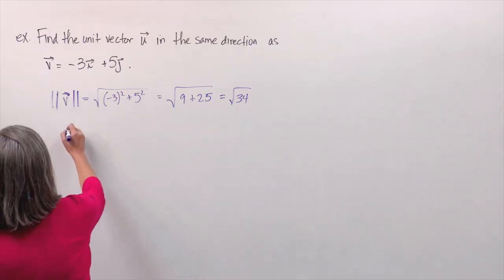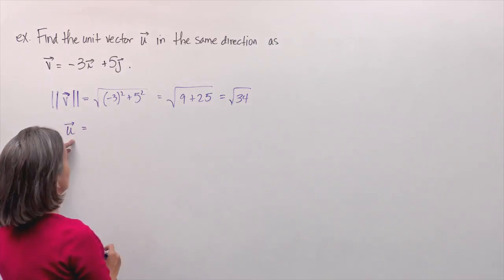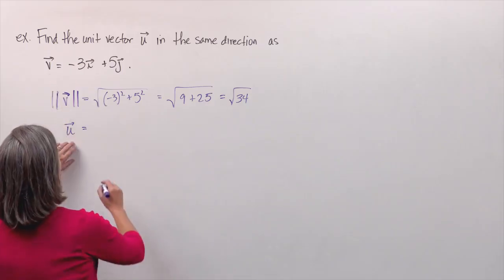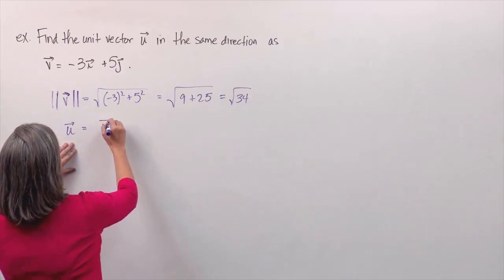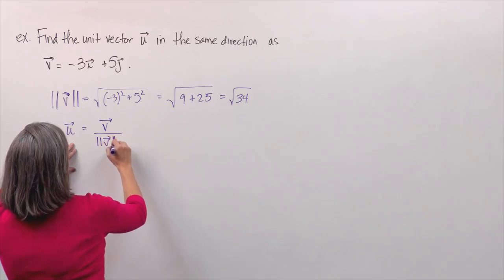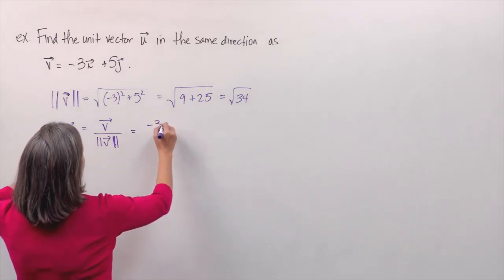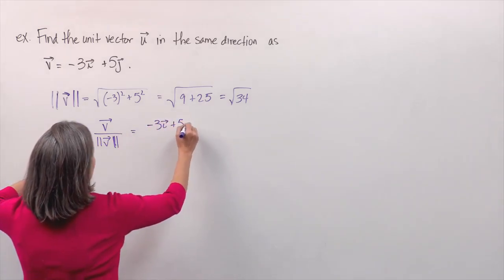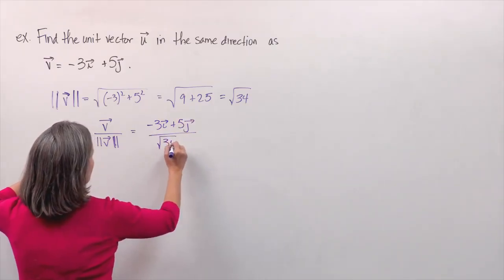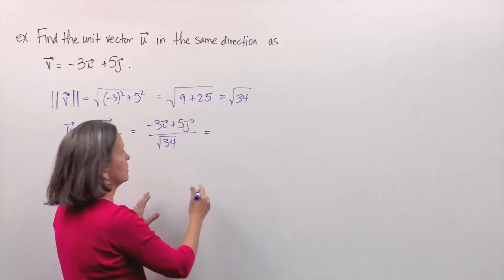Now we're ready to calculate the vector u. The unit vector in the same direction as v, having magnitude 1 to make it a unit vector, is going to be the vector v divided by its magnitude. And we've just calculated that the magnitude is the square root of 34, and we'll separate this so that we can see the components a and b.